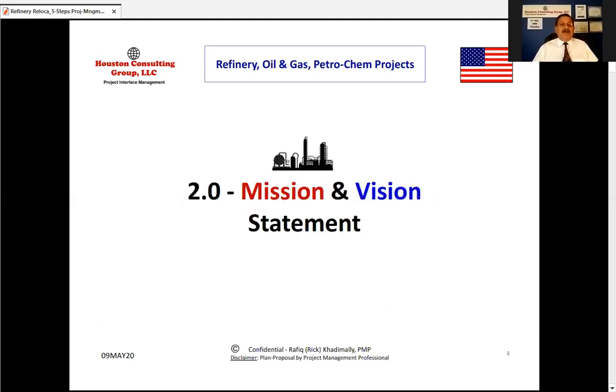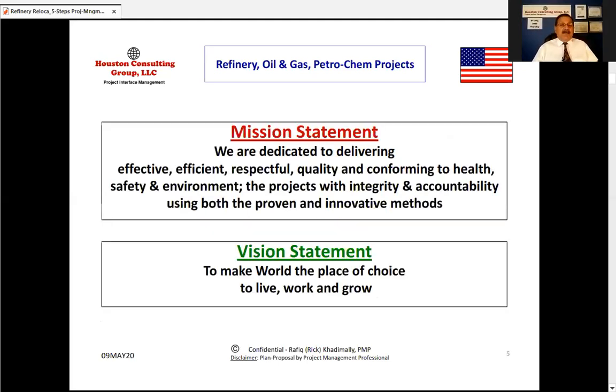And we have a mission and a vision statement. Mission statement: we are dedicated to delivering effective, efficient, respectful, quality projects, conforming to health, safety, and environment, with integrity and accountability, using both proven and innovative methods. And the vision statement for us is to make the world the place of choice to live and grow.